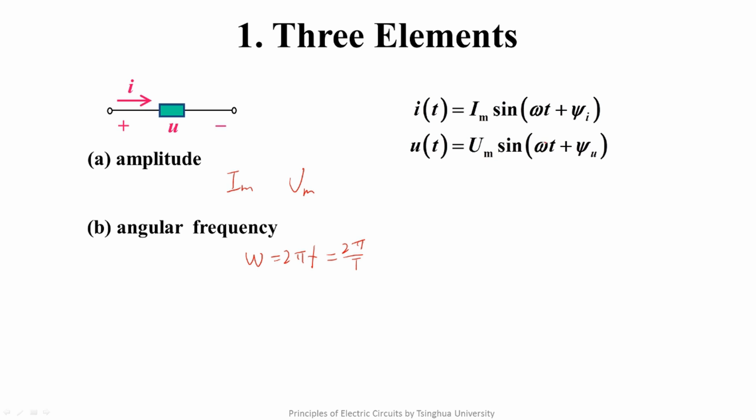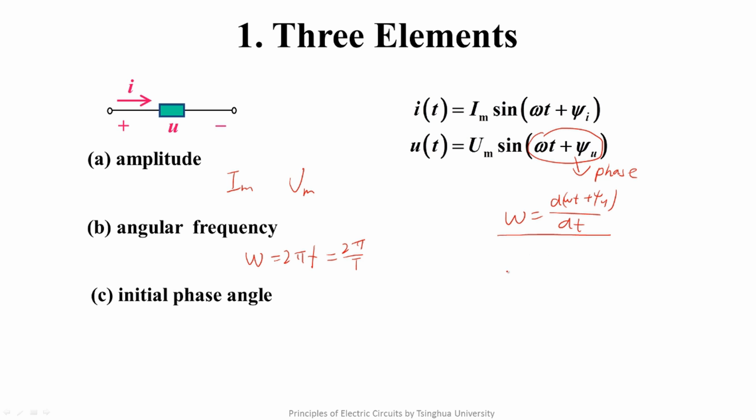Besides, this part of the sinusoid is called the phase. Phase is a function of t. In other words, angular frequency is the time rate of change of the phase. This point will be discussed in the future communication signal processing course. The third element is the initial phase angle. The initial phase angle of the current is psi i, and for the voltage it is psi u.